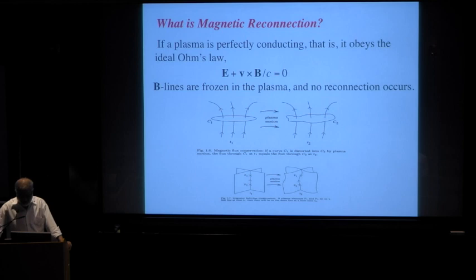The consequence of the frozen in flux condition is that B lines are frozen in the plasma and no reconnection occurs. But as I said, this is codified often in the form of theorems, which I will say.